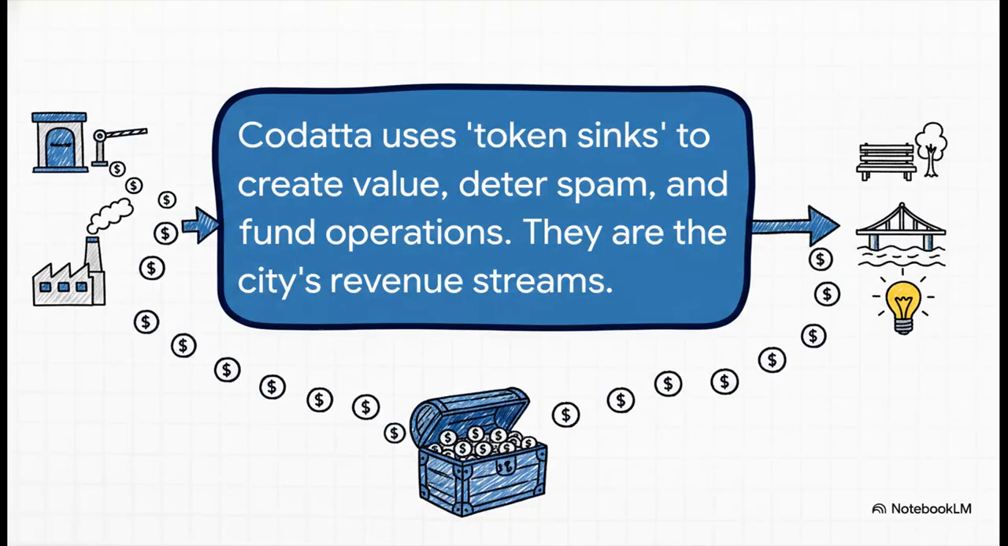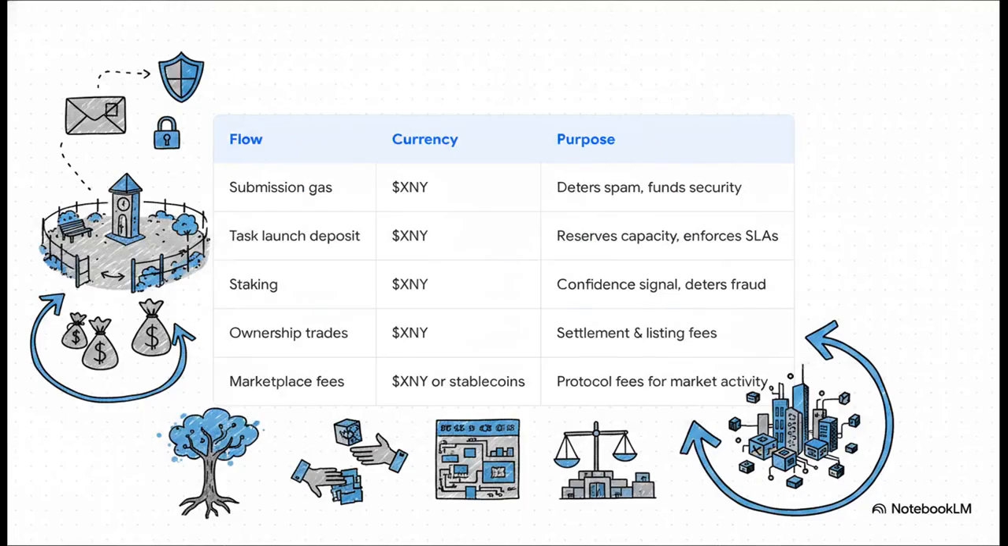You know, any city needs money to operate, right? To pay for things. Codatta's economy runs on something called token sinks. Yeah, I know, it's a pretty technical term, but don't worry about that. Just think of them as all the different ways the city collects revenue automatically, like digital tolls, taxes, and fees. They serve a double purpose. They stop people from spamming the system, and they pay for all the public services. And this chart breaks it down perfectly. You've got submission gas.